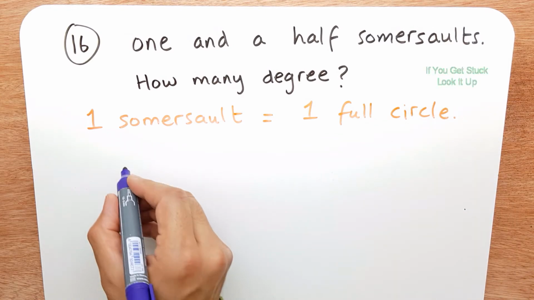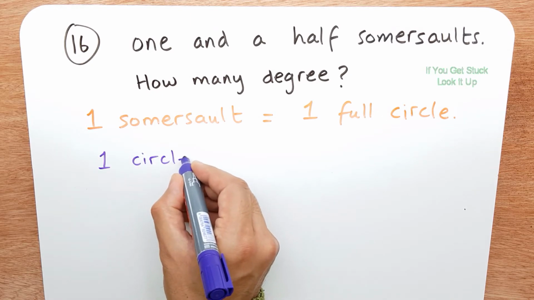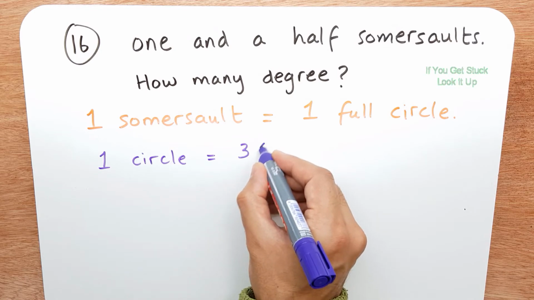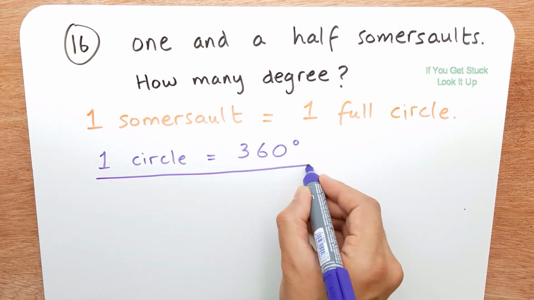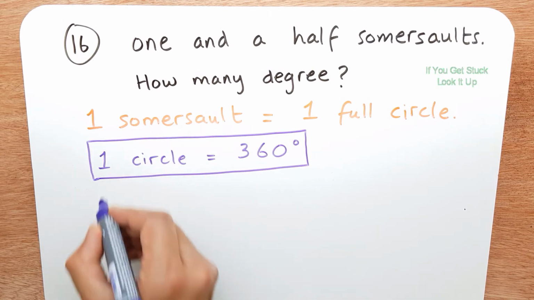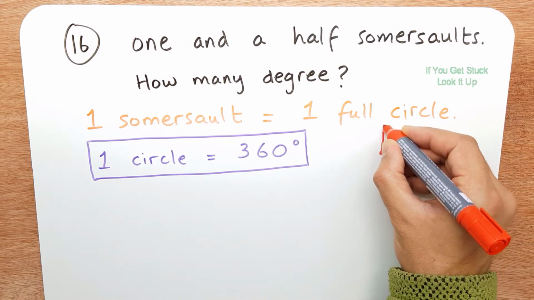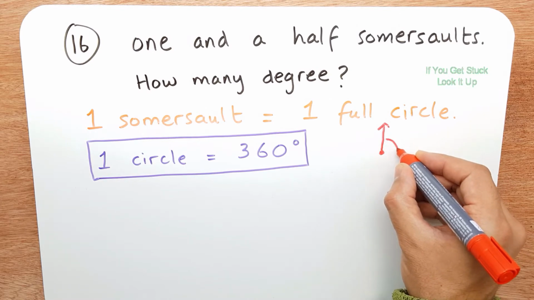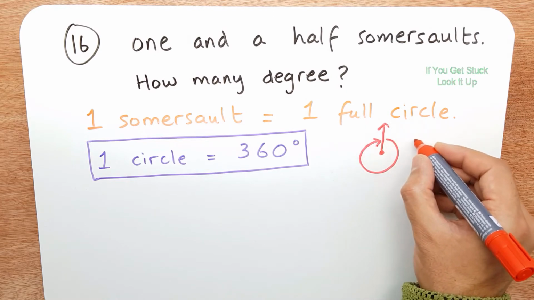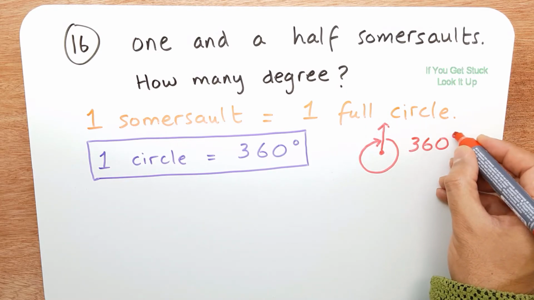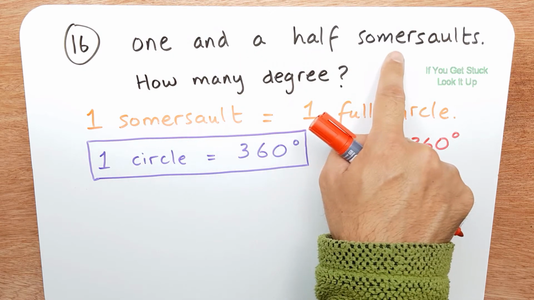Now you should know that in 1 full circle you have 360 degrees. This is one fact you need to learn. This one here is important. So for example, I'm stood here and I'm facing north, and if I turn all the way around back to facing north, I have turned 360 degrees. But with this question, the person turns 1.5 somersaults.